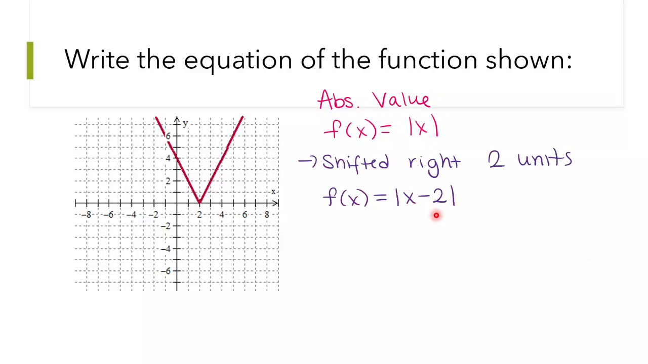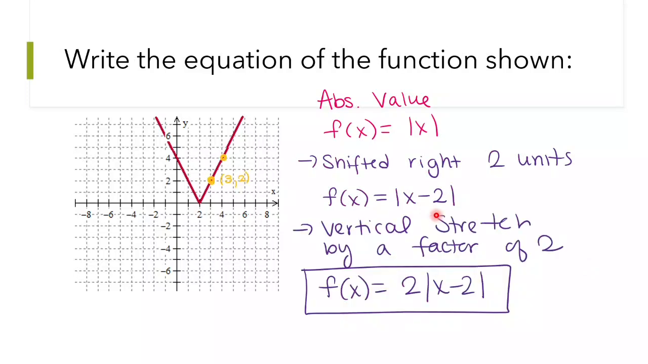Then I'm going to see if I have any type of stretch or compression, and the graph does look a little bit steeper. In fact, I can see that the normal absolute value function has a slope of 1, but this one, if I go over 1, I have to go up 2 to get back on the graph. These lines that compose my absolute value function appear to have a slope of 2. That means there was a vertical stretch by a factor of 2. So I'm just going to put a 2 in front of my absolute value function. And this is an equation that matches the graph that we see on the screen.